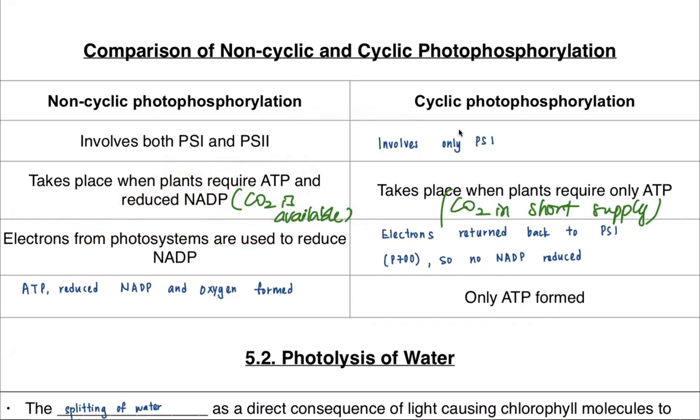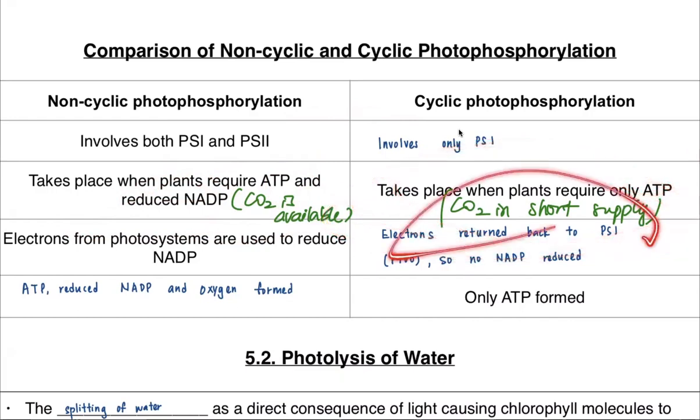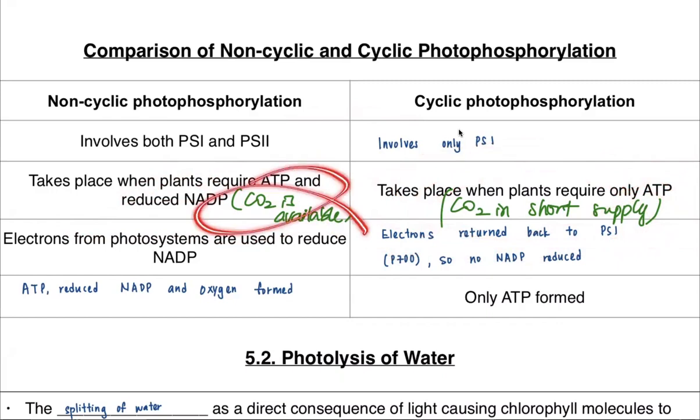Sorry, this is when there is no need for glucose synthesis, or maybe when there is not enough carbon dioxide. So when carbon dioxide is in short supply, then we make just ATP. But when there's carbon dioxide, we can make ATP and glucose. And to make glucose, you need reduced NADP. So that is the reason. The reduced NADP helps make glucose eventually.